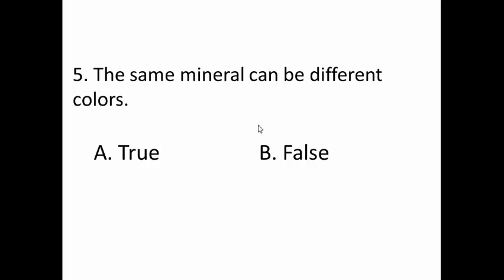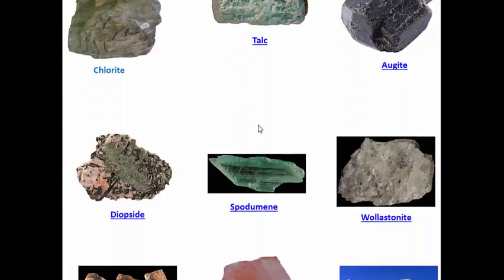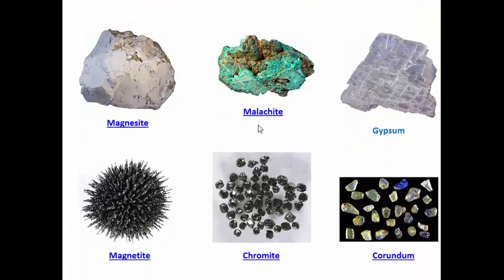Now, we have the last question. Can the same mineral be different colors? Sometimes it happens. You can find one mineral that has different colors, but it is only one mineral. Yes, perfect, it's true. That happened before in this course. Now, let's move to the things that we studied last time. We have more and more minerals, with different shapes and different crystal shapes.